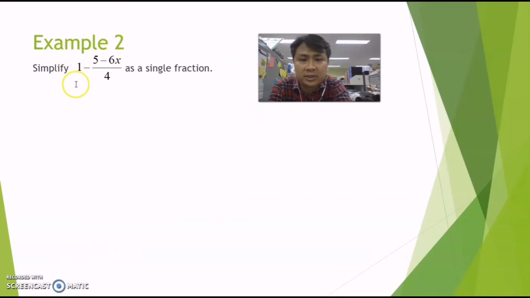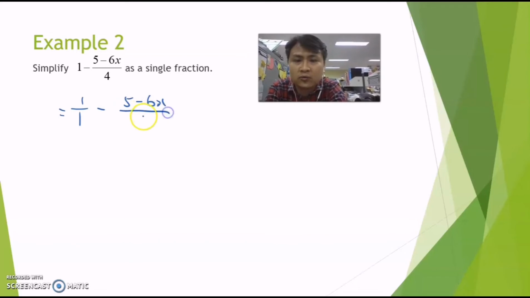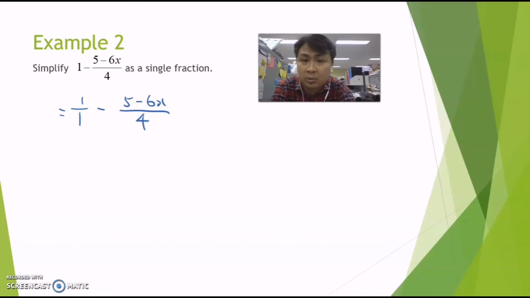Now for this question, we have an integer subtracting a fraction. Now we can convert this integer to become a fraction by inserting over 1. Okay, so this is what we're going to do now. We'll convert this whole number to a fraction. So I'll get 1 over 1 minus 5 minus 6x over 4. Right? Okay, the next step is to apply our boom boom pow. So boom 4 times 1, boom 1 times 5 minus 6x, and pow 1 times 4.